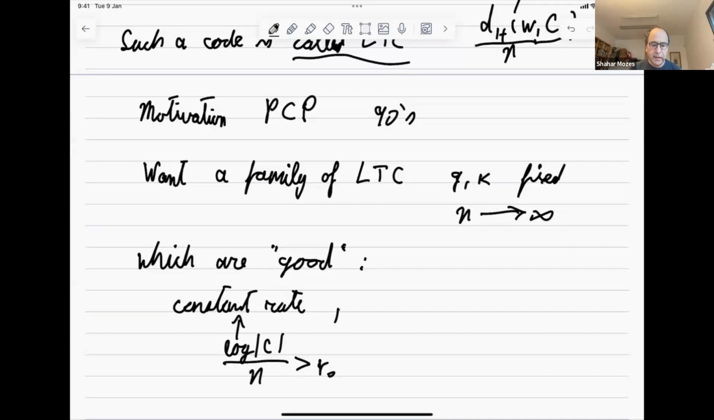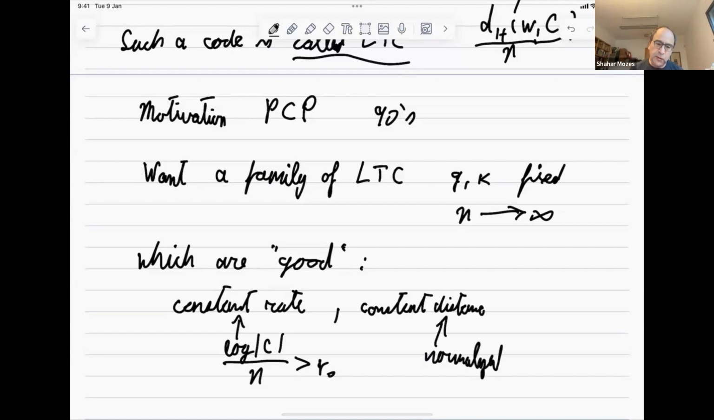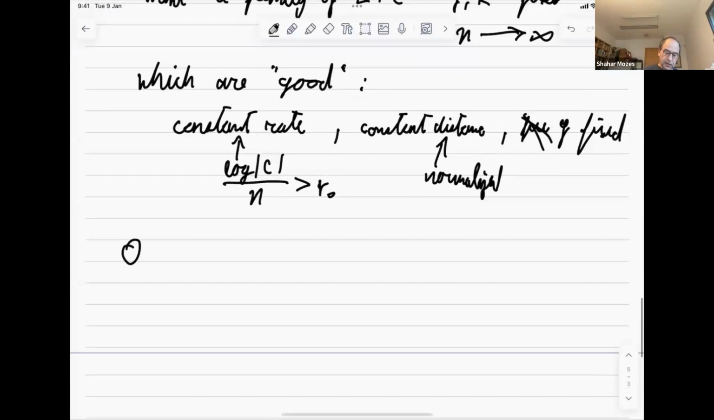You want a constant distance. This is normalized. So again, you can correct up to 10% of mistakes, and you want to have a fixed locality. So this is Q. Maybe just write Q fixed. Okay, so this was an open question: are there such codes?